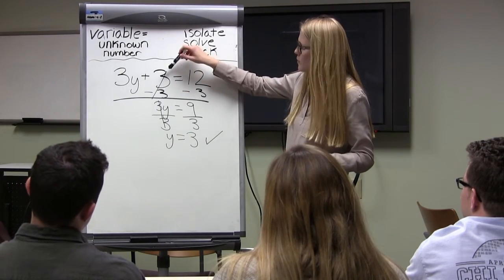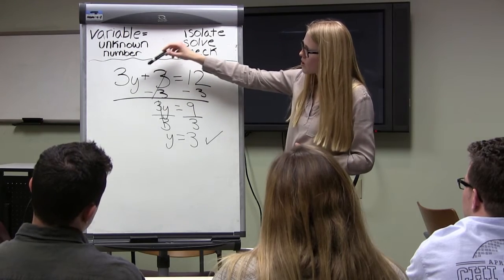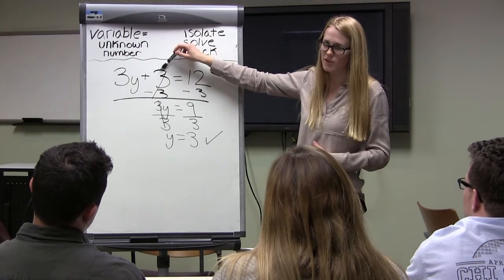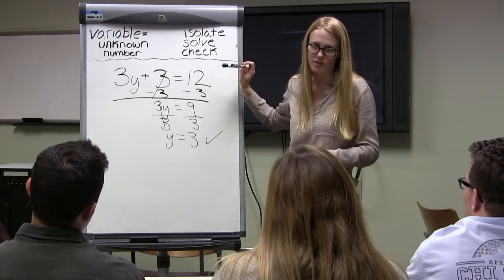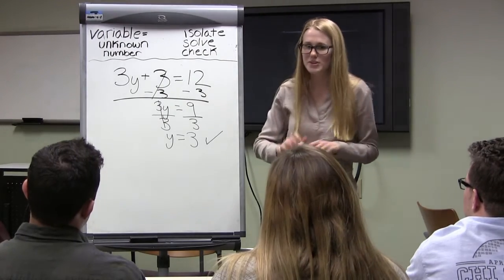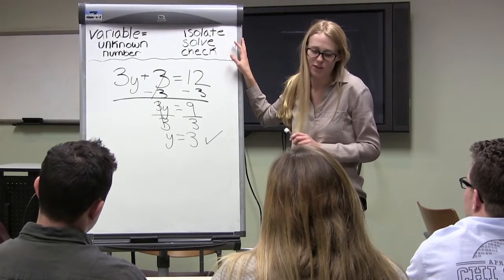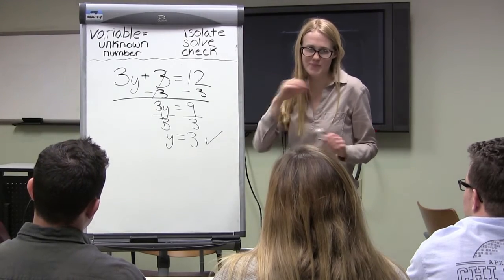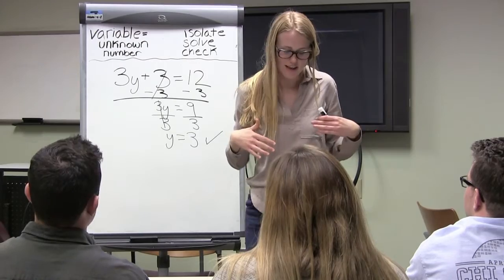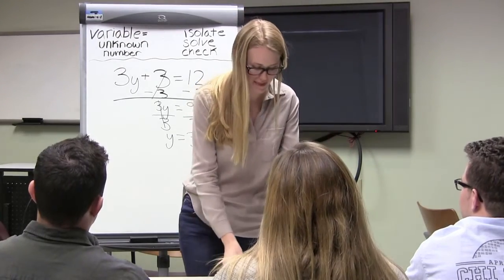You always isolate the variable by taking the number that doesn't have a variable and moving it to the other side of the equation. Okay, so now I'm going to teach you a chant on how to remember these 3 steps for solving two-step equations. Are you guys ready? So I'll say a line, and then you can repeat after me.